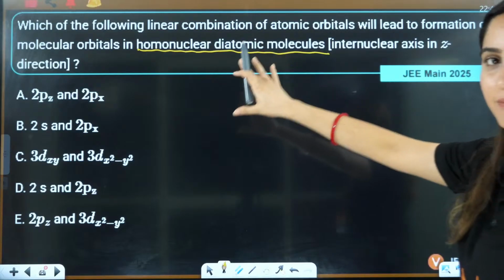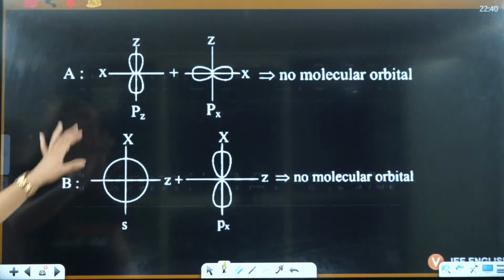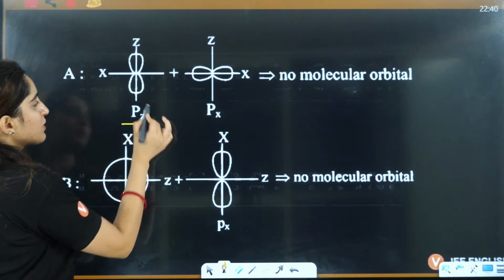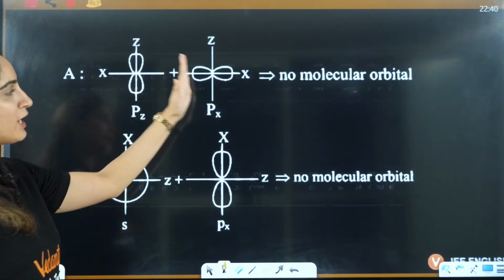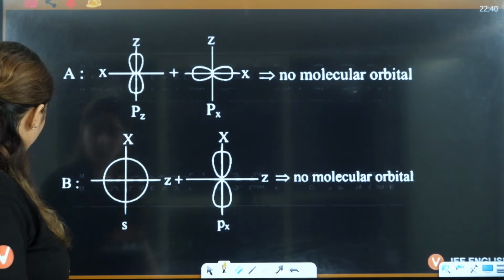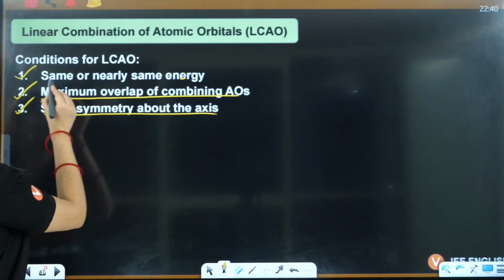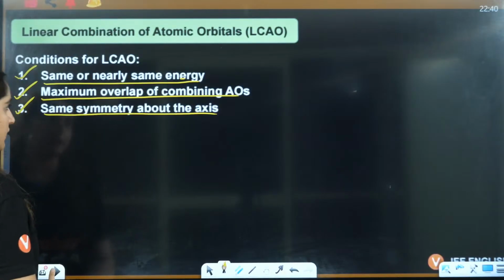So for that, one by one, we need to see how they are going to form the orbitals. First, this is PZ and this is PX. Now PZ and PX. What I told you here, the condition is same or nearly same energy, maximum overlap, same symmetry.